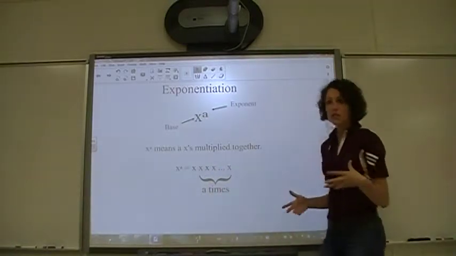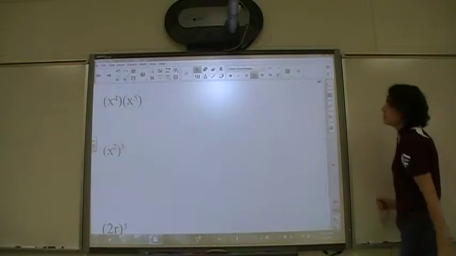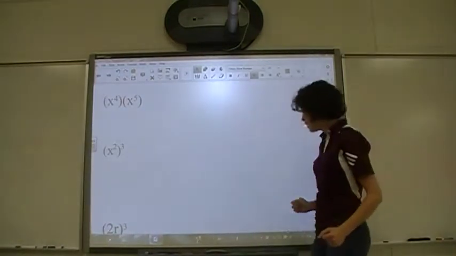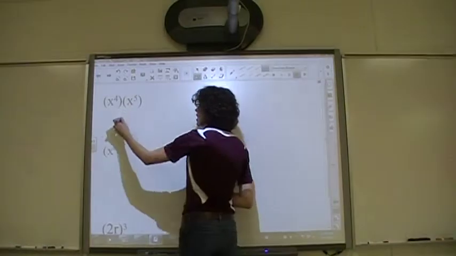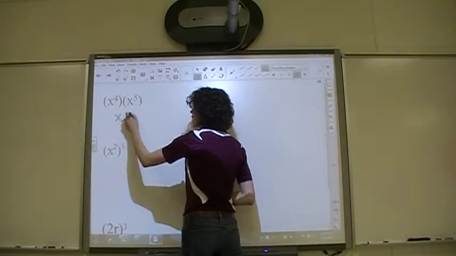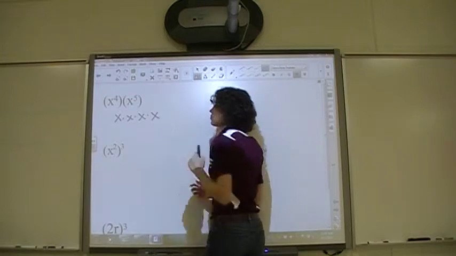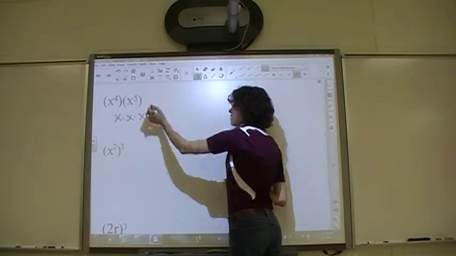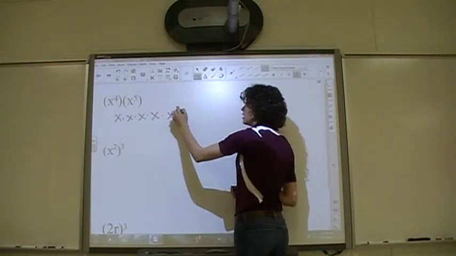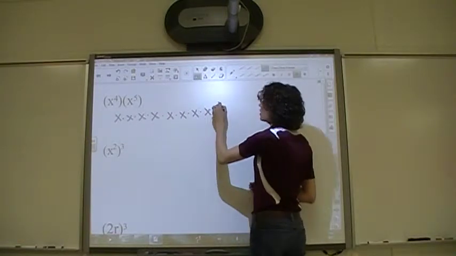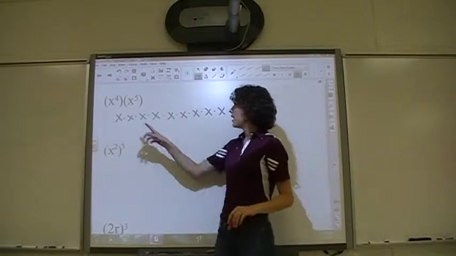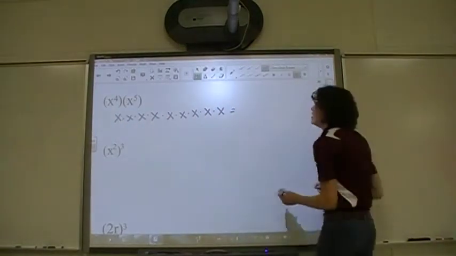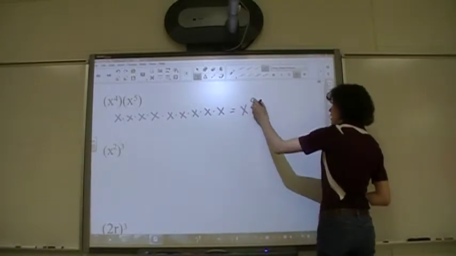So let's go ahead and look at this a little bit closer. Let's say we have x to the fourth times x to the fifth. So x to the fourth could be written as x times x times x times x, because you have 4 of them, right? Then it's times x to the fifth, which would be 5: 1, 2, 3, 4, 5. So really you have 1, 2, 3, 4, 5, 6, 7, 8, 9. So really you have x to the 9th.